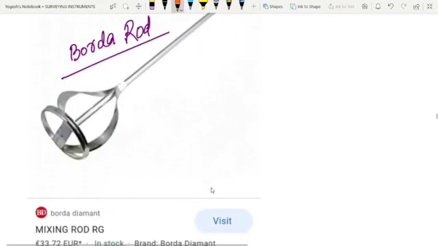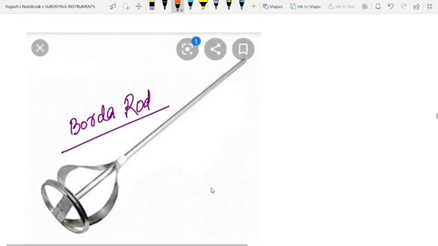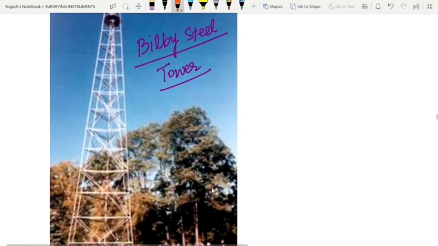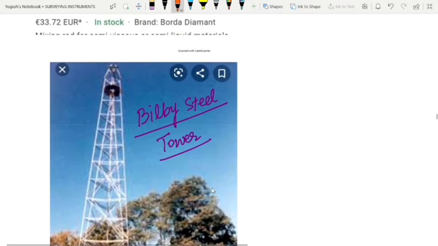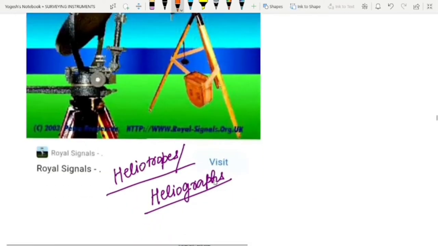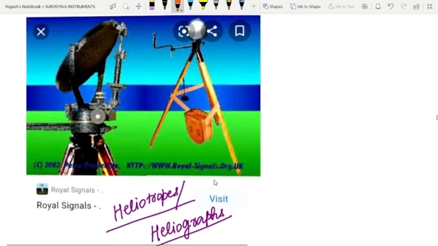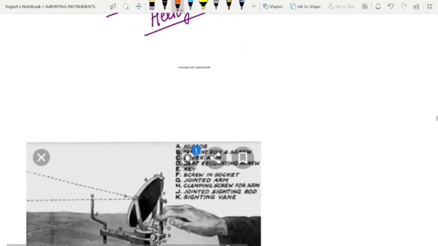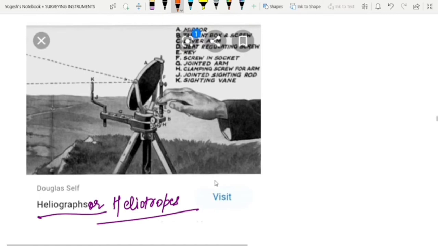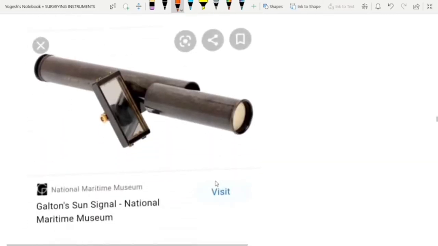This is the Borda rod, used basically for the triangulation survey. This is the Bilby steel tower, used for the sun signals, or non-opaque signals or opaque signals and night signals, pole signal, target signals. This is the heliotropes or heliographs, for marking the station position, the triangulation station position is marked with the help of the heliotropes or heliographs. This is the Galton sun signal, or you can say the luminous signals, the basic form of the Galton sun signal.